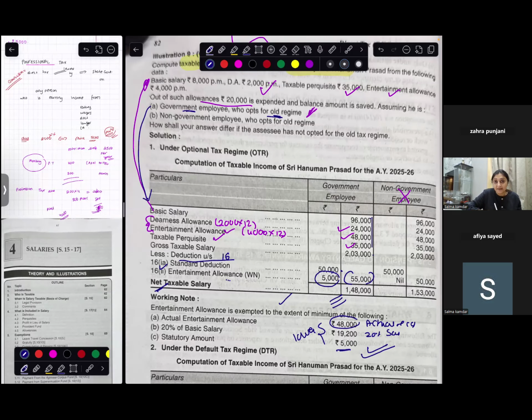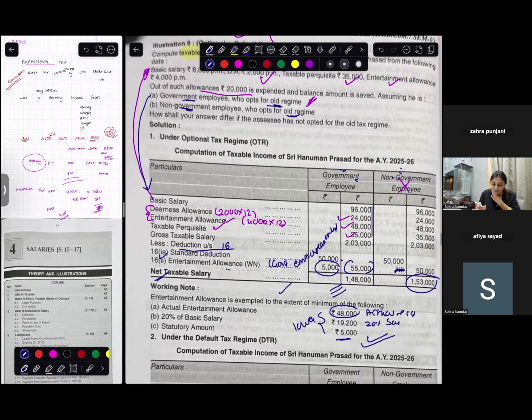Now option B. Assume that he is a non-government employee and he is taking the old regime. What is the difference between government and non-government employee? Where will it go different? Only the entertainment allowance won't be applicable. Entertainment allowance is for government employees only. So entertainment allowance will not be applicable. He's not going to get the standard entertainment allowance. So his net salary chargeable to tax is 153.